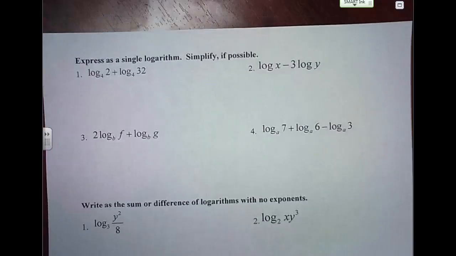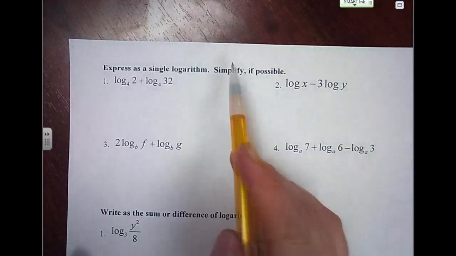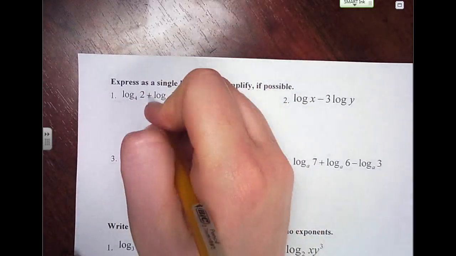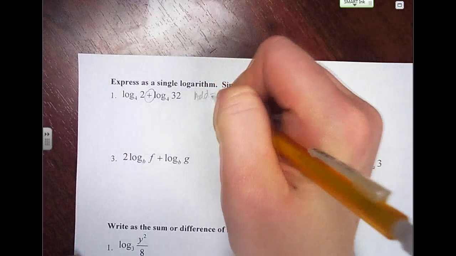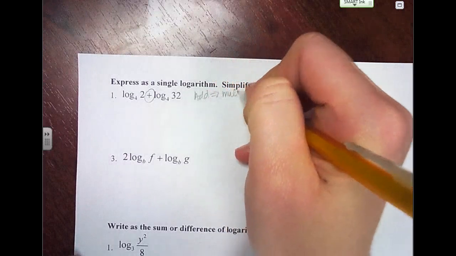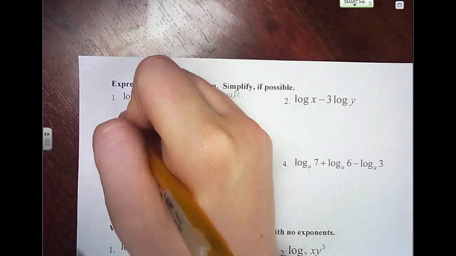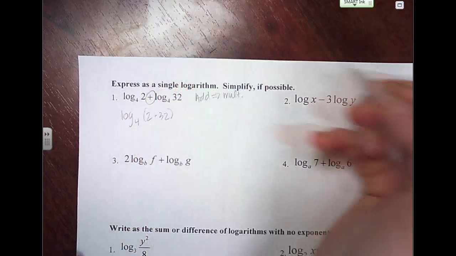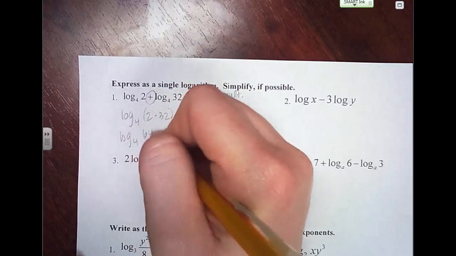Okay, so let's do some examples. The first 4 we're going to write as a single logarithm. It says simplify if possible. So this first one, I look at this and I see addition. And I know that addition goes hand in hand with multiplication, which is called the product property. So I have log base 4 of 2 times 32, which is log base 4 of 64.